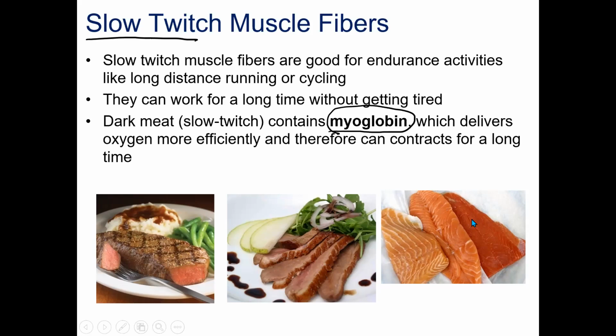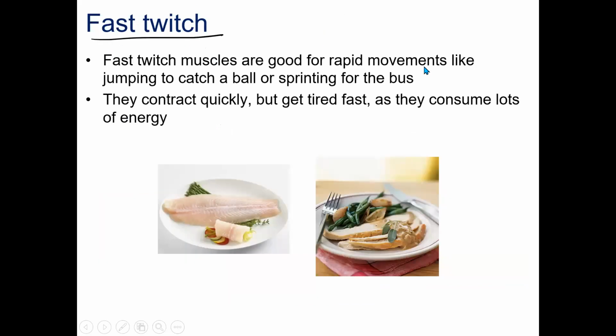Salmon also has red meat. It's considered dark meat because, as you might know, salmon swim against the current, right? So they have to keep on moving against the current without getting tired. So a lot of slow twitch fibers. Whereas fast twitch fibers are good for rapid movement, like jumping to catch a ball, sprinting to catch a bus, or if you are a normal fish, like a tilapia, you have to rely on the fast twitch fibers to dodge out of the way when a predator comes, right? Those are not very good for endurance. They are good for bursts of energy, right?